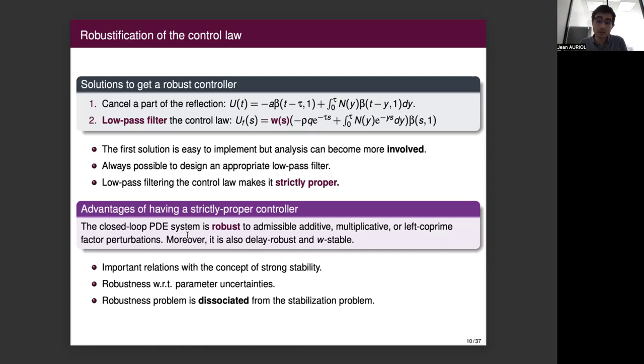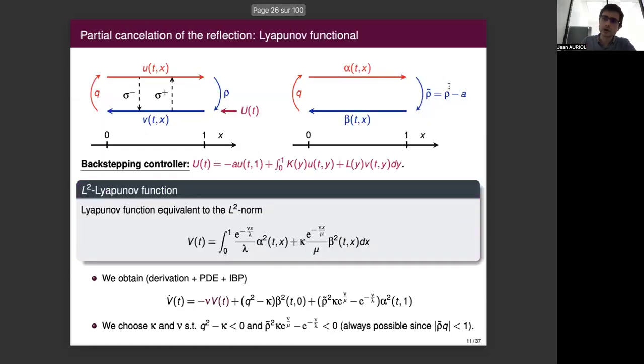Its main advantage is that the robustness problem is dissociated from the stabilization problem. You first design a stabilizing controller, and then to guarantee robustness without changing the closed-loop stability, you combine it with a well-tuned low-pass filter. Okay. So from now on, I will just consider the first version of the control law. I'm just going to kill a part of the reflection. So if I kill a part of the reflection, I kill all the integral terms, and I get the following closed-loop system, where I have two transport equations and boundary couplings, which are Q and rho tilde.